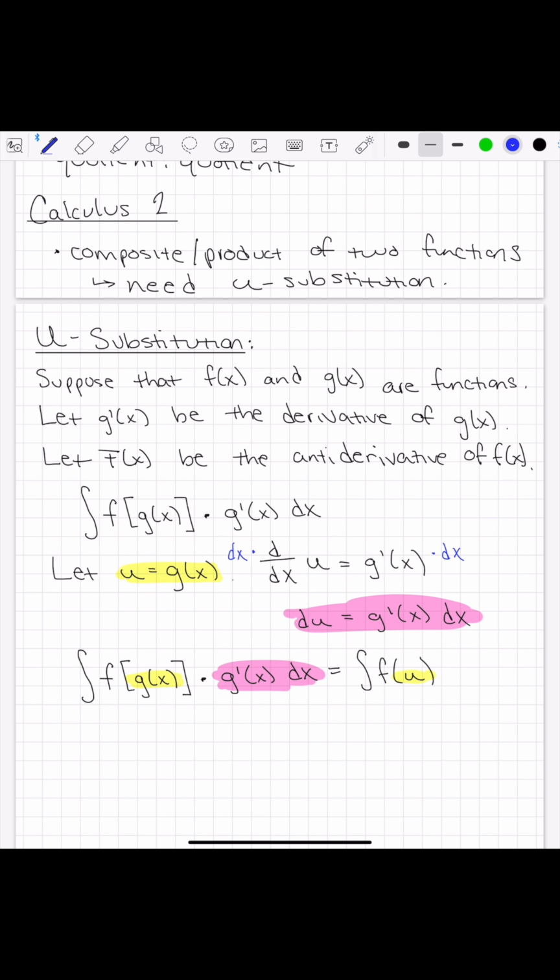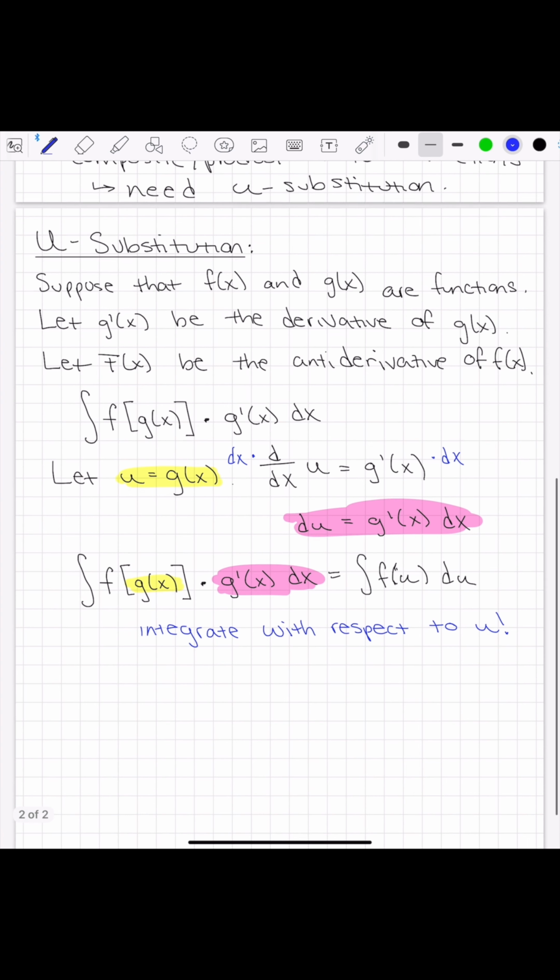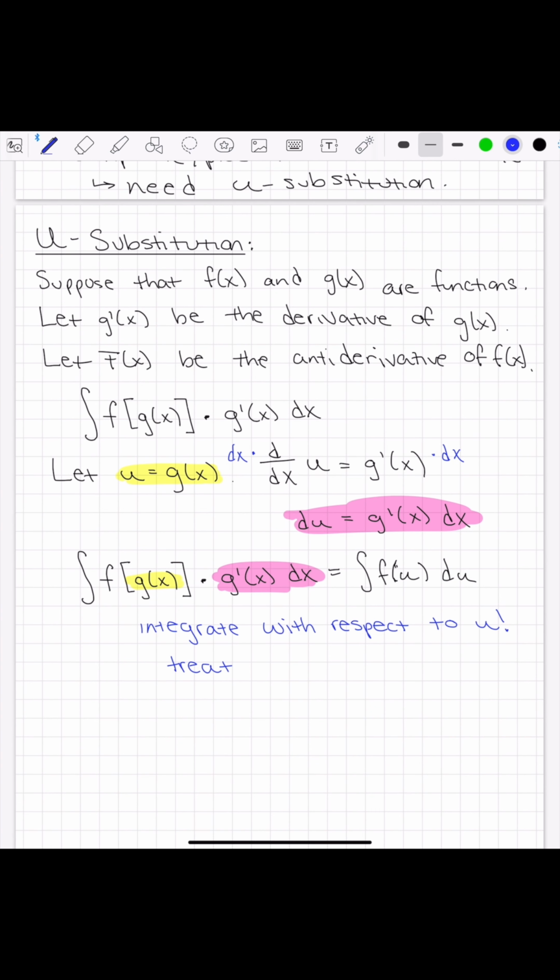So I'm going to do that. So this becomes the integral of f of u du. And remember, when I first introduced integrals, we said we can integrate with respect to any variable, as long as it matches. So now, instead of integrating with respect to x, we integrate with respect to u.